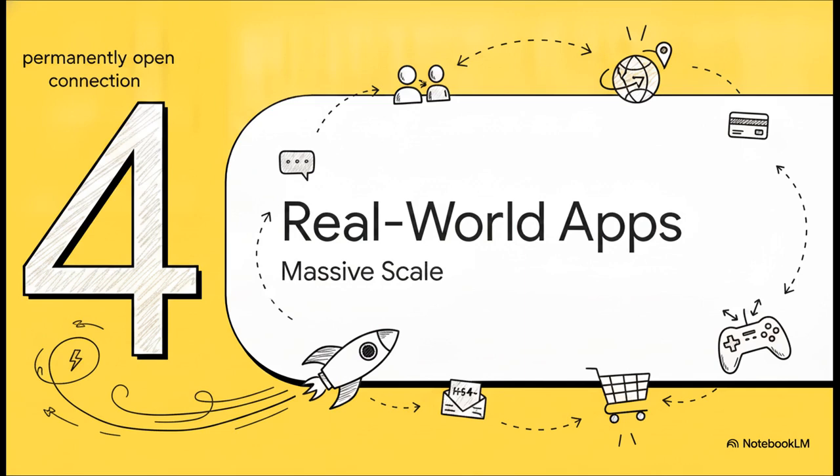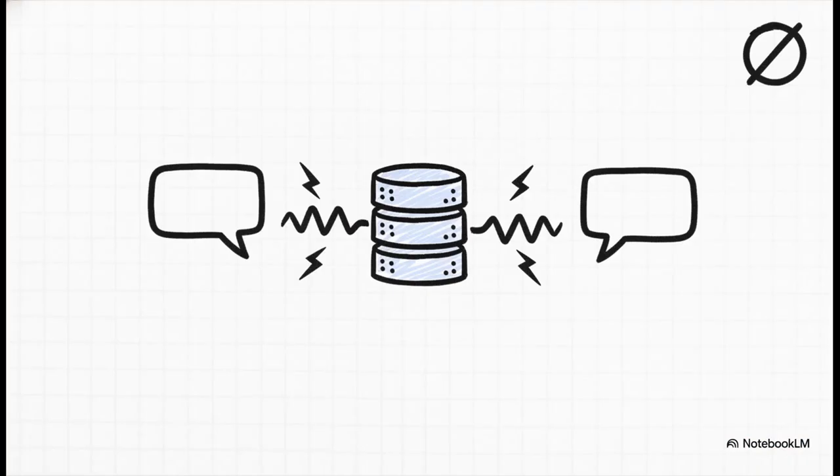Now let's see this in action with Section 4, real-world application scale. Let's start with chat apps, like Discord. When you fire off a message on a platform like that, your browser sends it straight through that open WebSocket connection.